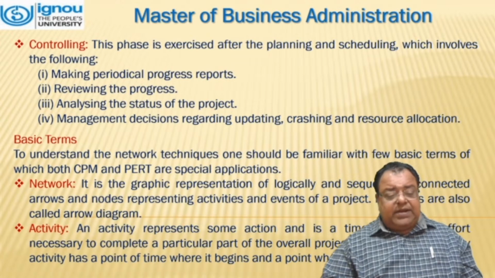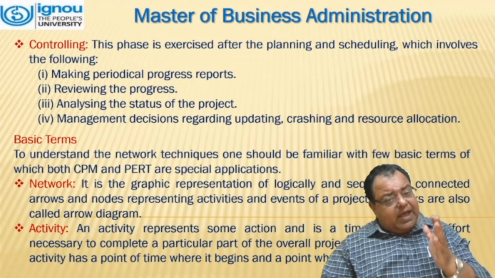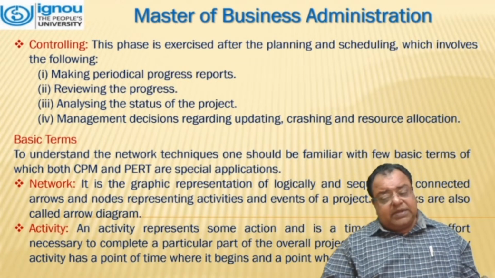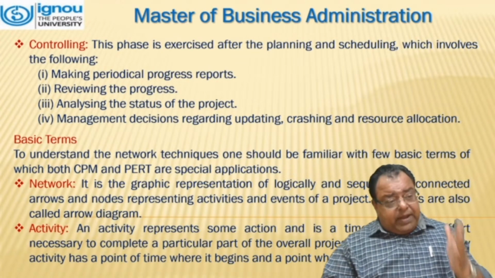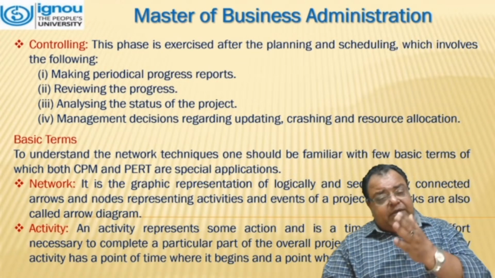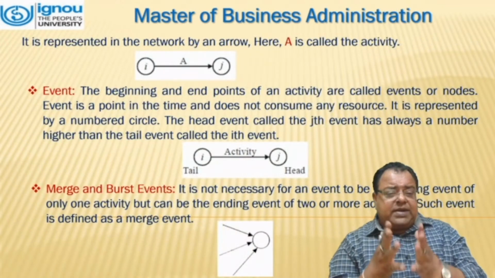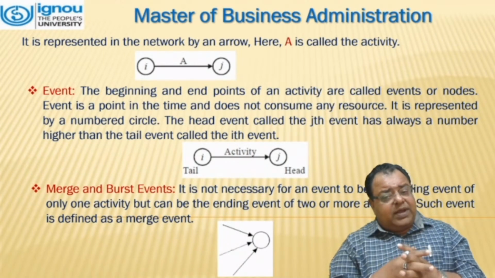Second one is activity. An activity represents some action and it is a time consuming effort necessary to complete a particular part of the overall project. Thus, each and every activity has a point of time where it begins and a point of time where it ends. This is represented in a network by an arrow. Here, A is called the activity.